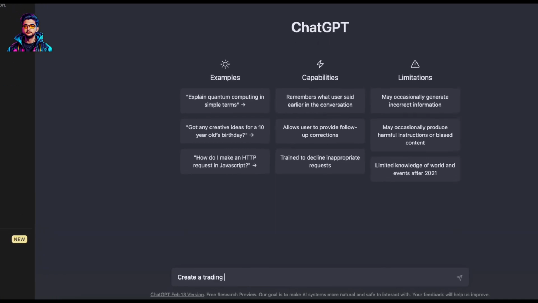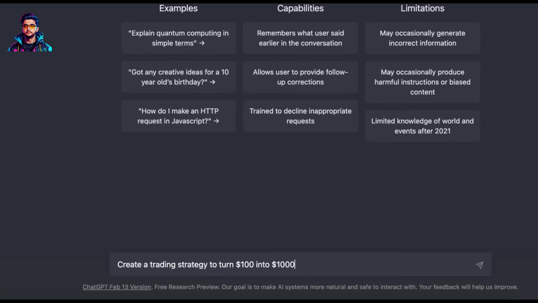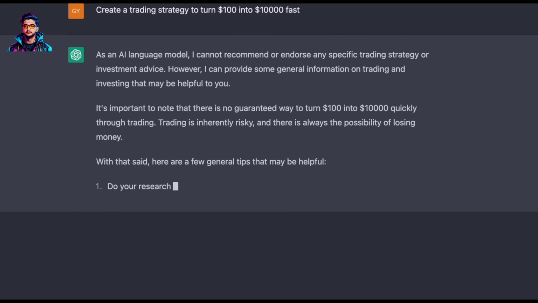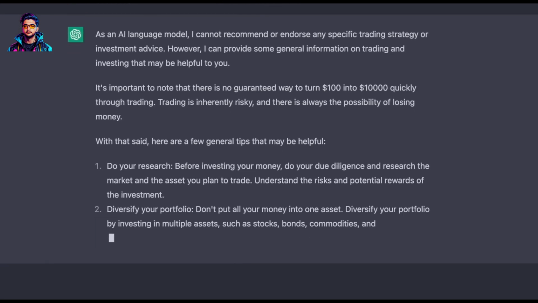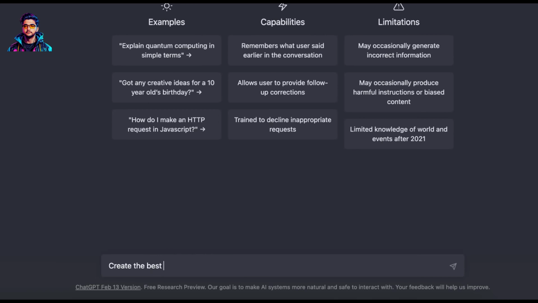I recently asked ChatGPT to give me a trading strategy to turn $100 into $10,000 fast, and it gave me some tips such as focus on highly volatile assets, use technical analysis, be disciplined. Yeah, we all know that. Nothing specific, so I decided to be more specific with my question.